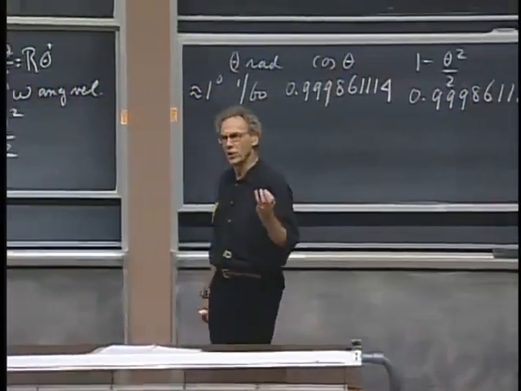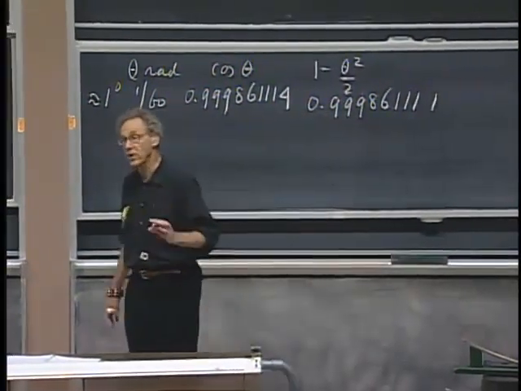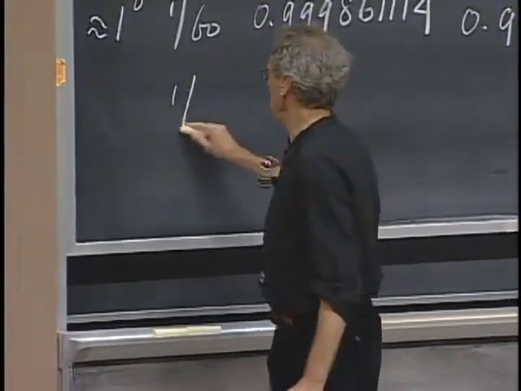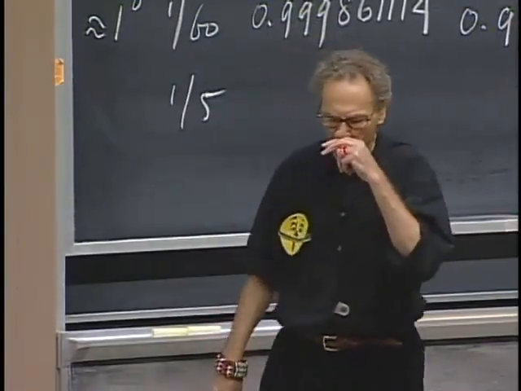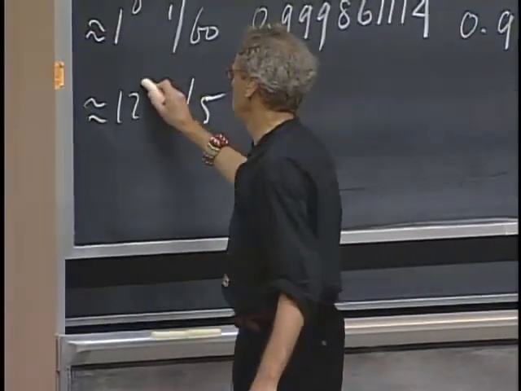That means the difference between the two is only 1/3 of a millionth of a percent. Suppose now I go a little rougher, and I go to 1/5 of a radian, which is about 12 degrees. So this is very roughly 12 degrees.